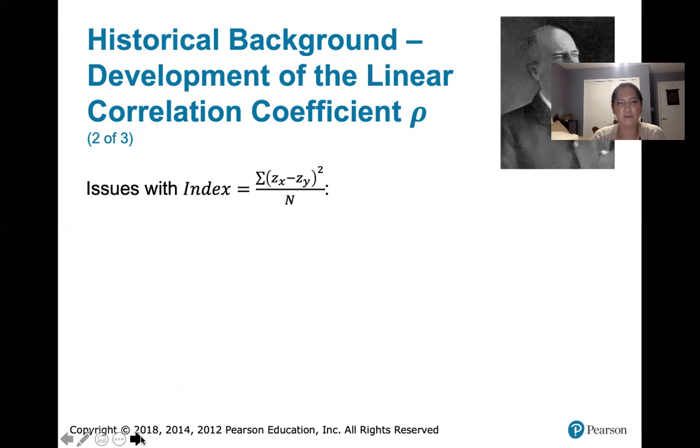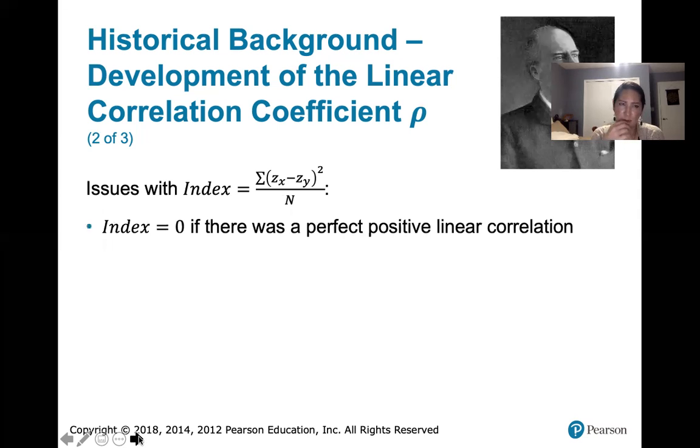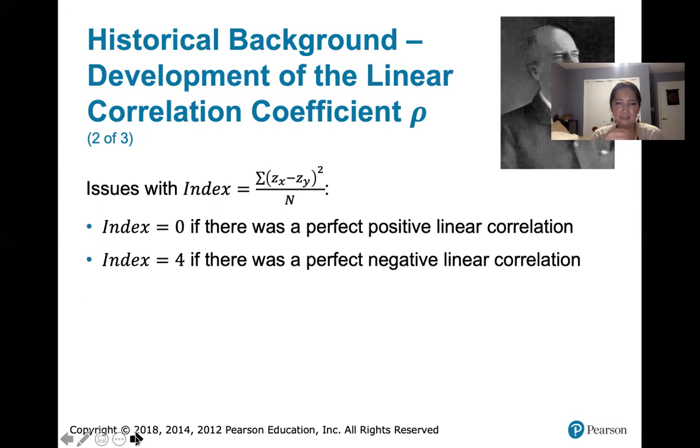But there were a couple of problems with that measure. It was measuring what he wanted it to measure, but it was measuring it in kind of a strange way, a way that he didn't like. So we saw that we'd have an index of 0. This would be equal to 0 if there was a perfect positive linear correlation between the two variables. And it turns out that that index value would be 4 if there was a perfect negative linear correlation between the variables. He didn't want it that way.